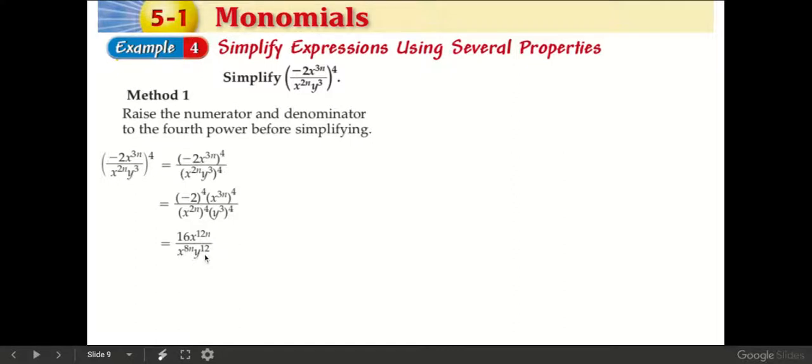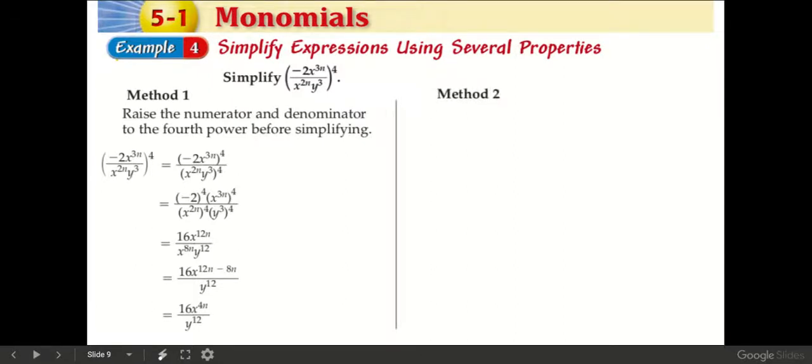And then the final part is, you notice that these have the same base. They both have the base of x. So I would take it and do x and then subtract their exponents. So it would be 12n minus 8n. So this would be x to the power of 4n. So 16x to the power of 4n over y to the 12th.